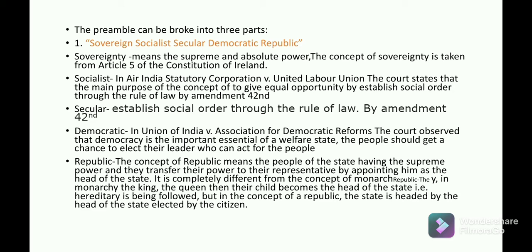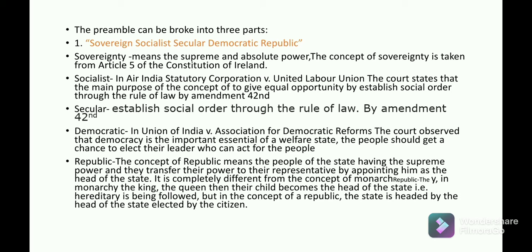Second, socialist. If we refer in the article, in the case Air India Statutory Corporation versus United Labour Union, the Supreme Court held that the main purpose of the concept of sovereign socialist is to give opportunity. How can we give equal opportunity? By establishing social orders. And now, how has the word socialist been given? It is by the 42nd Amendment.